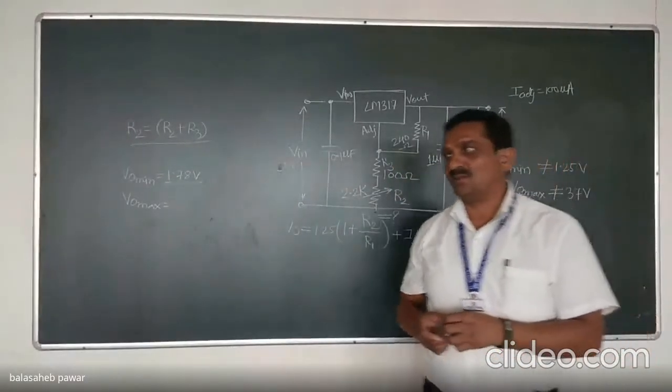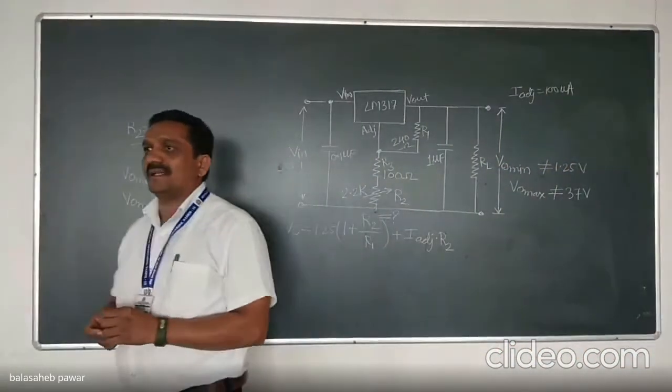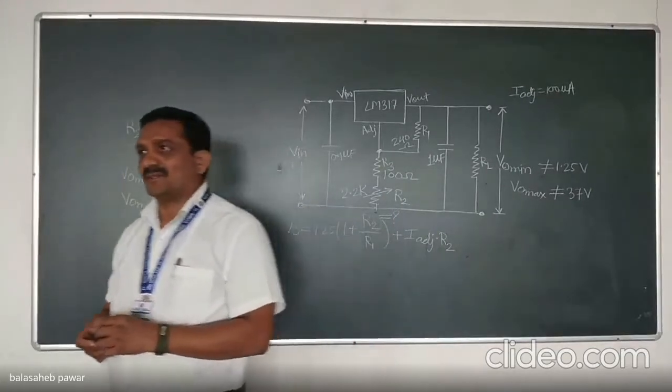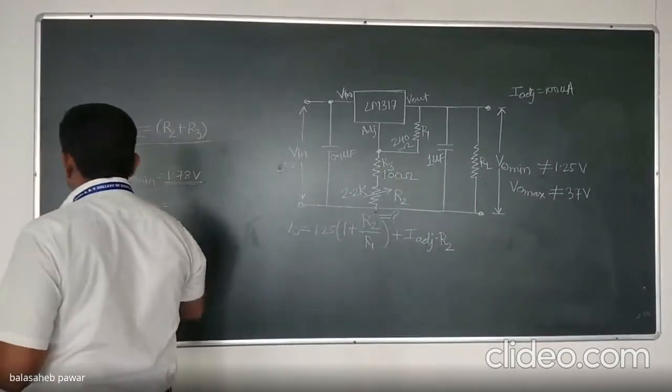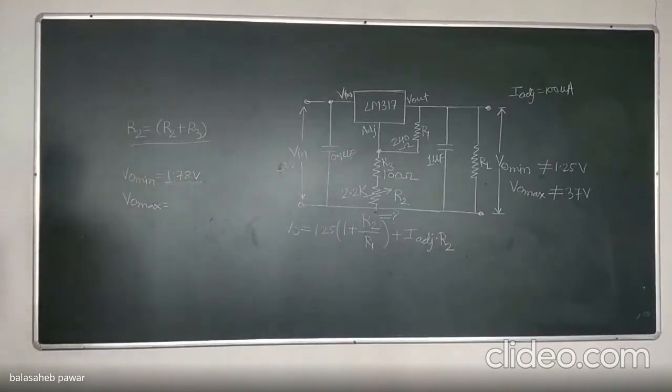So the net R2 will be equal to how much? For maximum output voltage, yes, you have to take it as 2.3K. Find out the output, that is VO max now. Same calculation, instead of R2 as 100, you have to take it now as 2.3 kilo ohm, because that potentiometer at its maximum value is 2.2K plus the 100 ohm fixed resistor. How much is VO max?